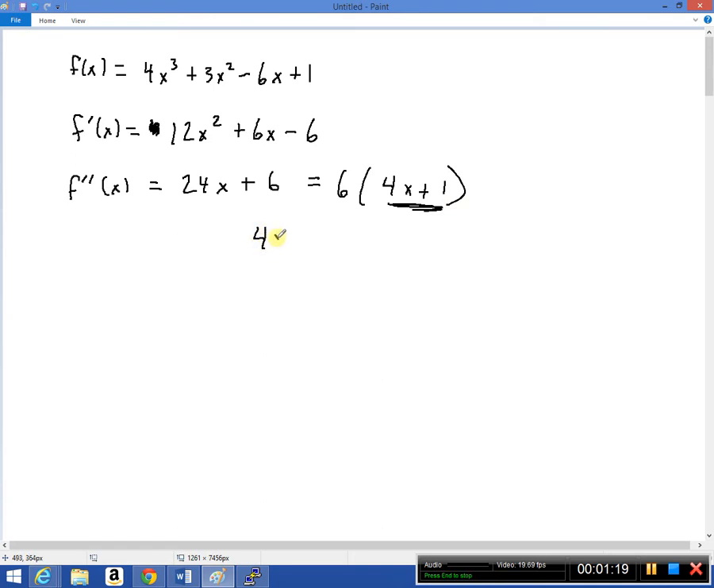So when 4x plus 1 is positive, we're going to have a concave up curve because the second derivative is positive there. So that means 4x is greater than negative 1, x greater than negative 1/4. So we have for x greater than negative 1/4 concave up for our function. And obviously then for x less than negative 1/4, that'll make this quantity negative. So we get concave down.